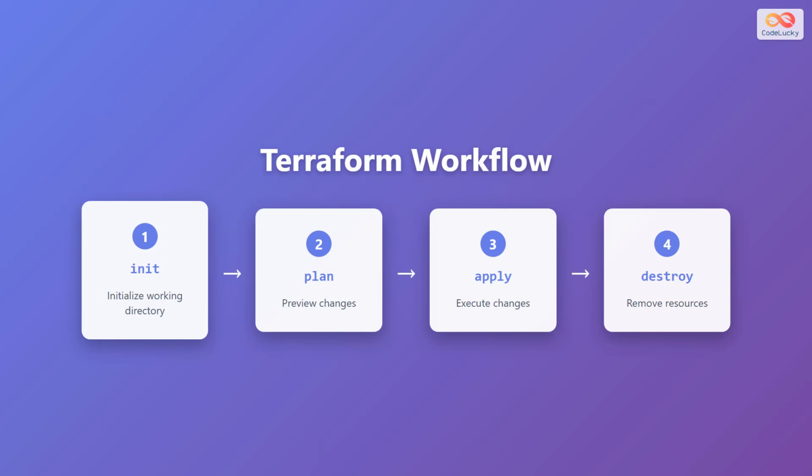Working with Terraform follows a consistent 4-step workflow. Step 1 is init, short for initialize. This command initializes your working directory and downloads the necessary provider plugins. Step 2 is plan. The plan command previews what changes Terraform will make to your infrastructure before actually making them. Step 3 is apply. The apply command executes the planned changes and creates or updates your infrastructure resources. Step 4 is destroy. When you're done with resources, the destroy command removes all managed infrastructure. This workflow ensures you always know what will happen before any changes are made.